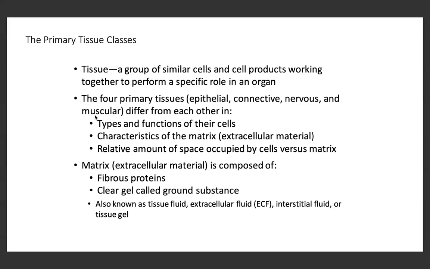Connective tissue is the catch-all of many, and so there is a lot of variety in connective tissue. While they will appear differently on histological slides, all connective tissue will have the presence of a matrix. The matrix is an extracellular material comprised of fibrous protein and a clear gel known as the ground substance.